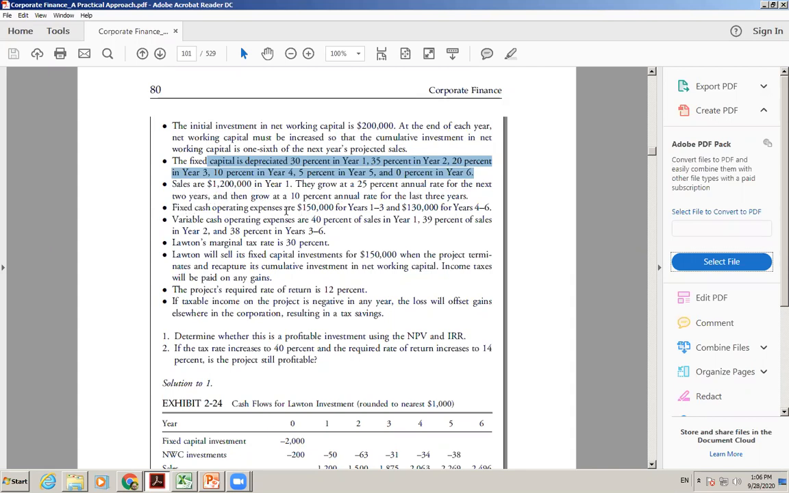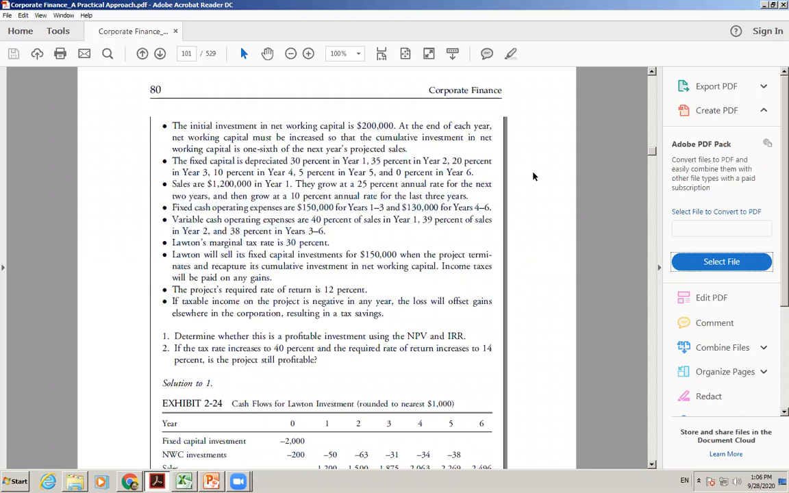Fixed cash operating expenses are 150 for years 1 to 3, and 130 for years 4 to 6. Variable cash operating expenses are 40% of sales in year 1, 39% of sales in year 2, and 38% in the remaining years. Then the marginal tax rate is 30%. So we're just going to put this in.